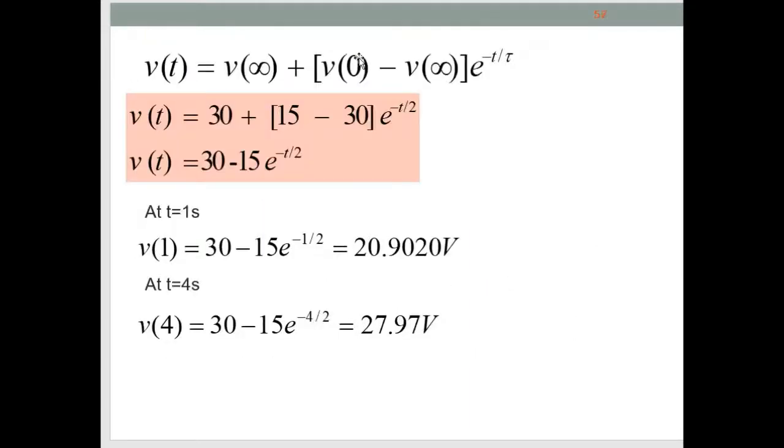And next step, you can write the equation and insert the values that you have found. V infinity is 30 volt, V0 is 15, and tau here is equal to 2. So this is the final answer for V(t), but the question asks for t equal to 1 second, so just insert the value 1 here. Calculate with your calculator, you get this answer, and V at 4 seconds, you get 27.97.